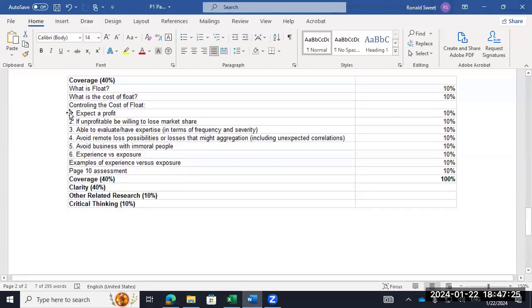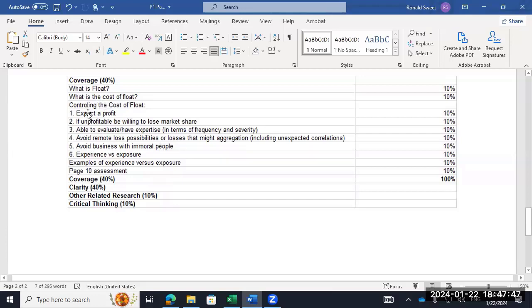Right. Before we get to page 10 assessment, how do y'all feel? Which of these are you a 10 on? Anybody 10 on any of these? Some of them are fairly straightforward. What about avoid business immoral people? Any 10s on that one? Y'all got that one? Okay.